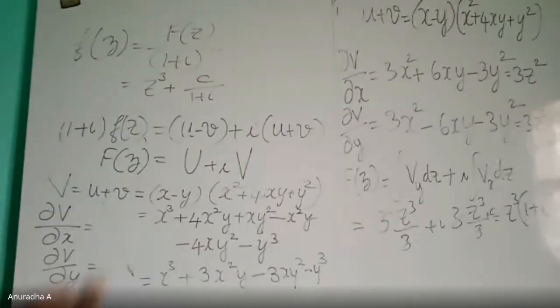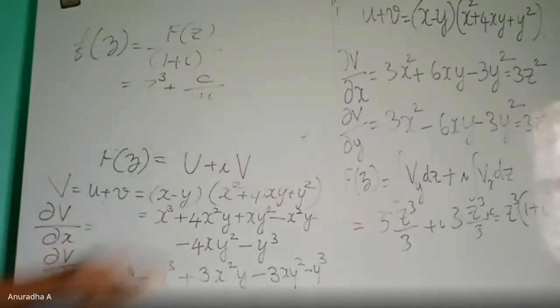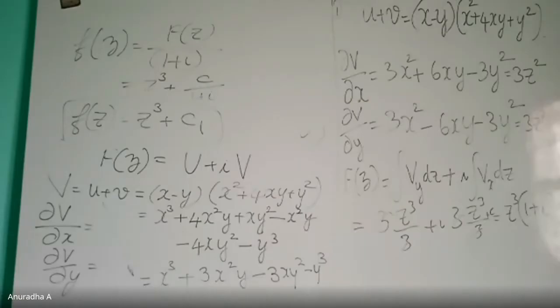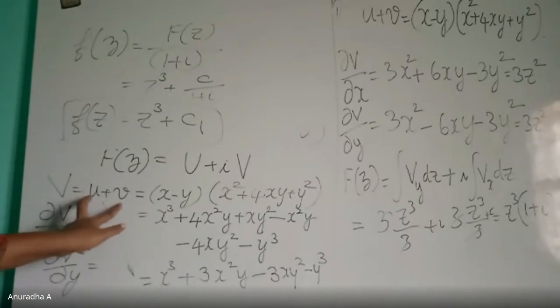So the answer is z cube plus some c1. Yeah, correct answer: z cube plus some c1. So this is the way we have to do it whenever relations are given.